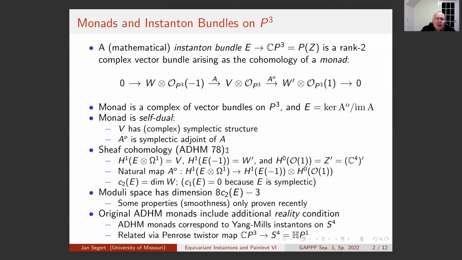And so the original use of the monads and the instanton bundles arose in classifying the instantons, the anti-self-dual connections over the four-sphere. That actually involved a reality condition. The holomorphic bundles over CP3 coming from monads correspond to Yang-Mills instantons on S4 if and only if there's an additional real structure, which involves both real and quaternionic structures in some of these vector spaces. And if you don't have that, if you drop that condition, the holomorphic bundles are just called instanton bundles or mathematical instanton bundles. So the other thing that happened in the original work of Atiyah, Drinfeld, Hitchin, Manin, which is important for us, is that these vector spaces here can be identified as various sheaf cohomology groups of bundles constructed from the bundle that this is realizing, right?